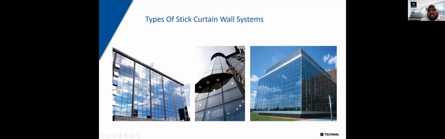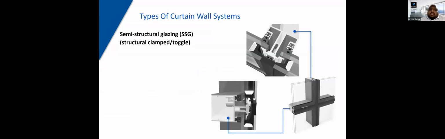All right, we saw what a traditional stick curtain wall is. Now let's see what adaptations and form factors are available on the stick curtain wall system. First and foremost, which is very popular here in the Middle East, is your toggle system. It is what we call a semi-structural glazing system.